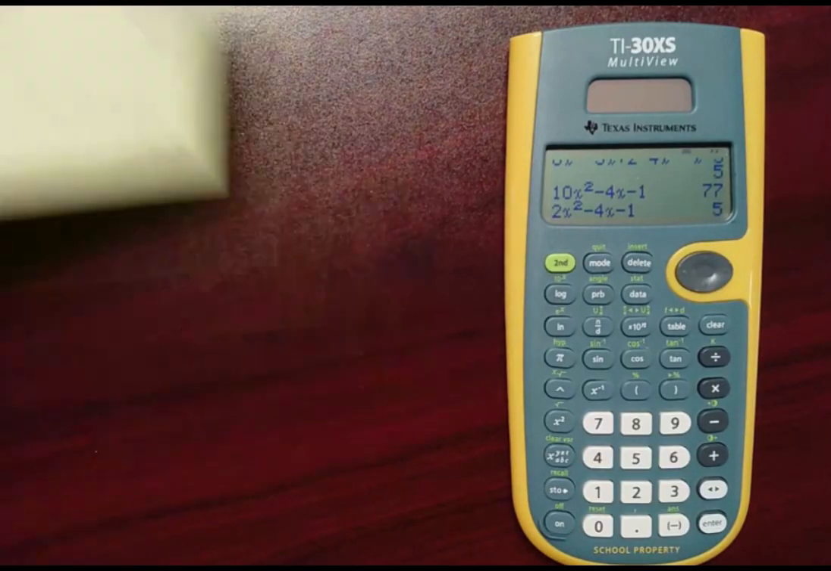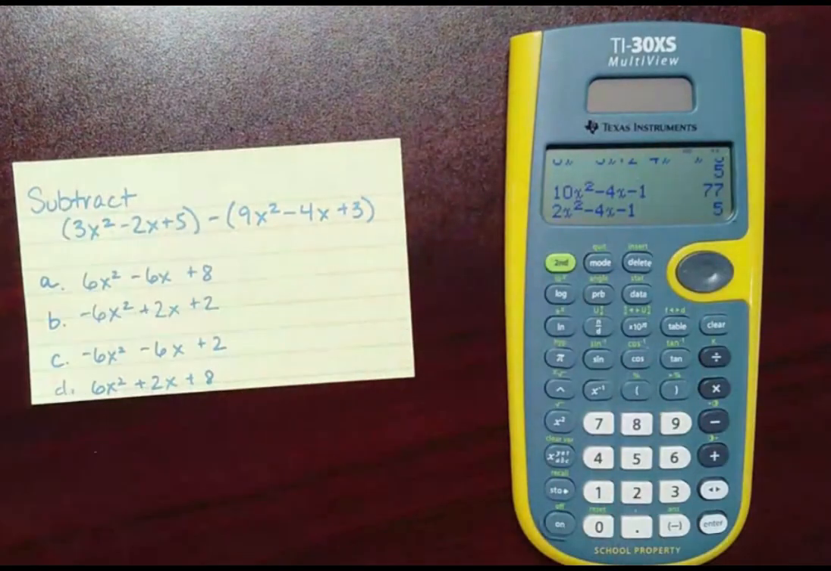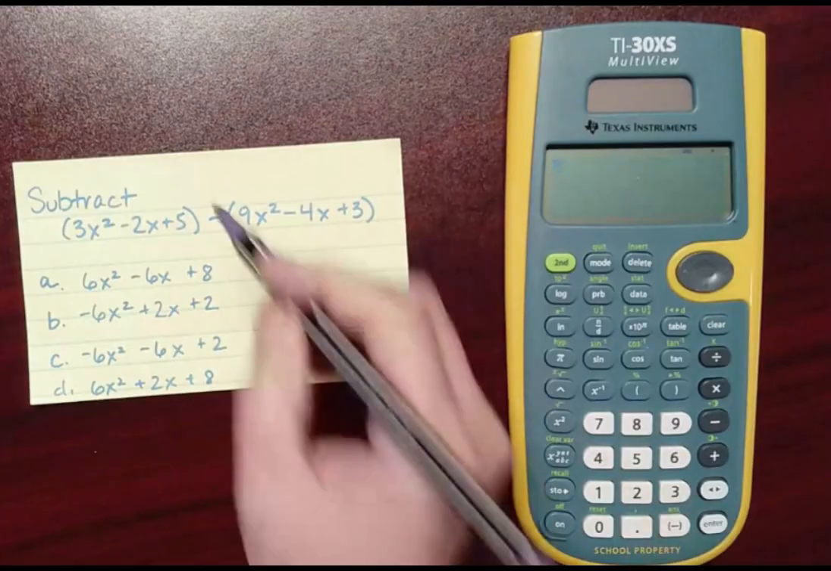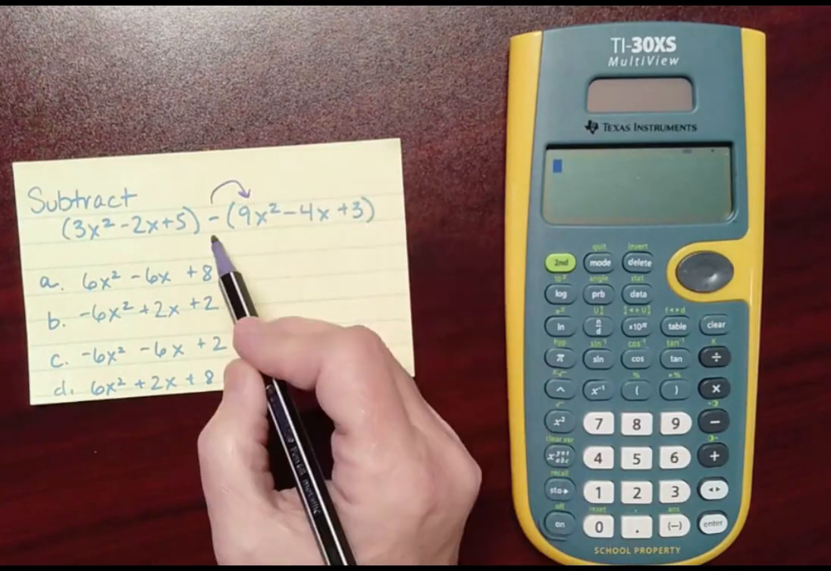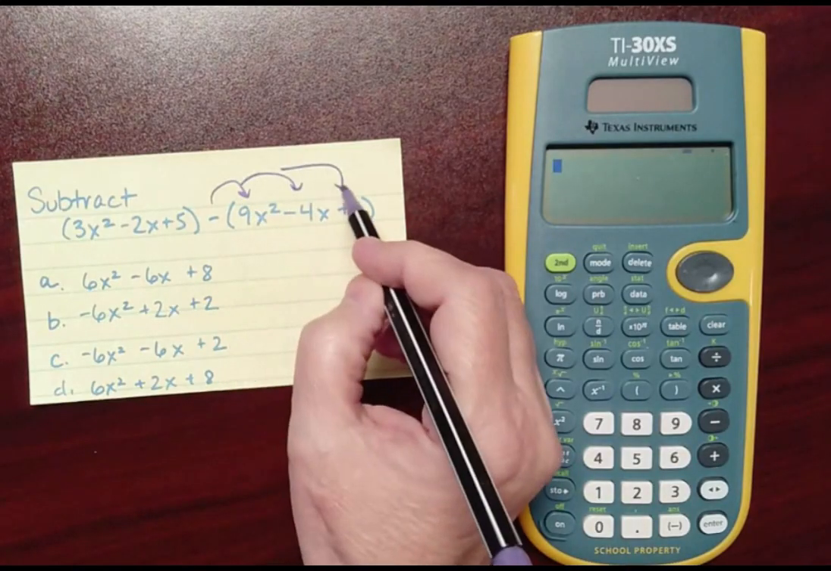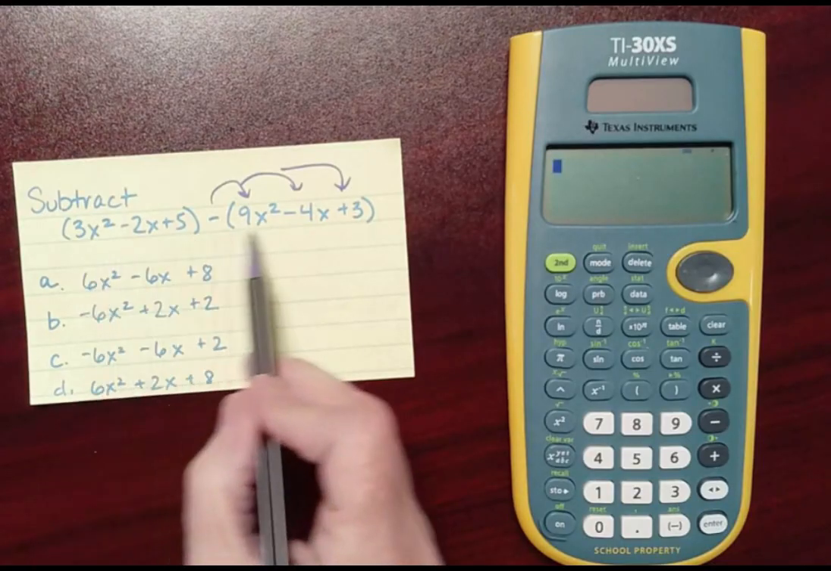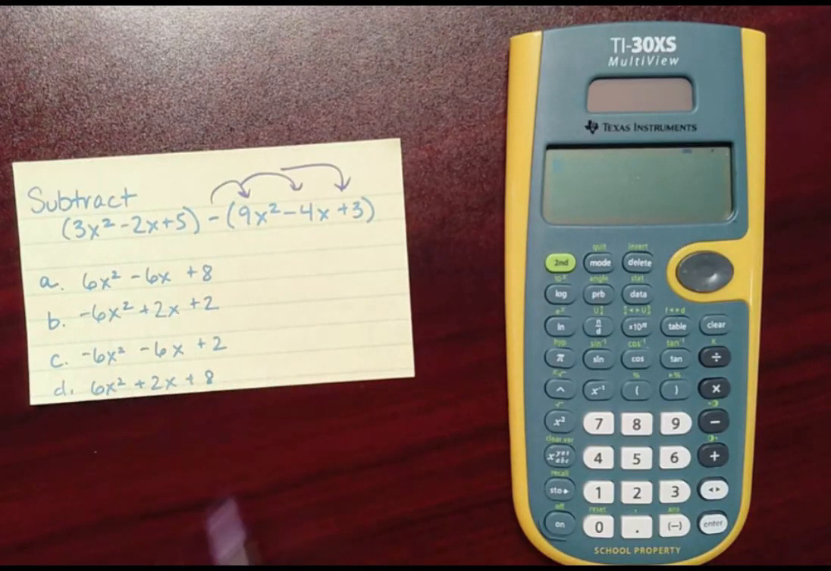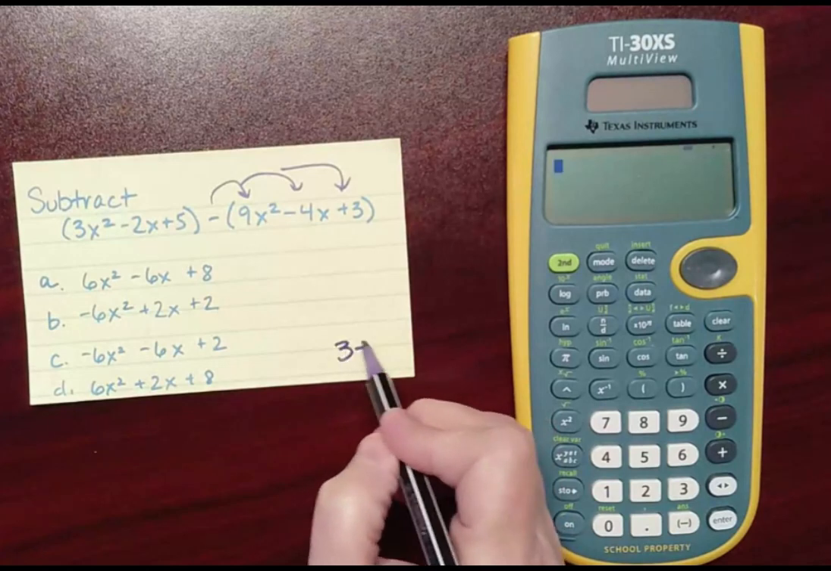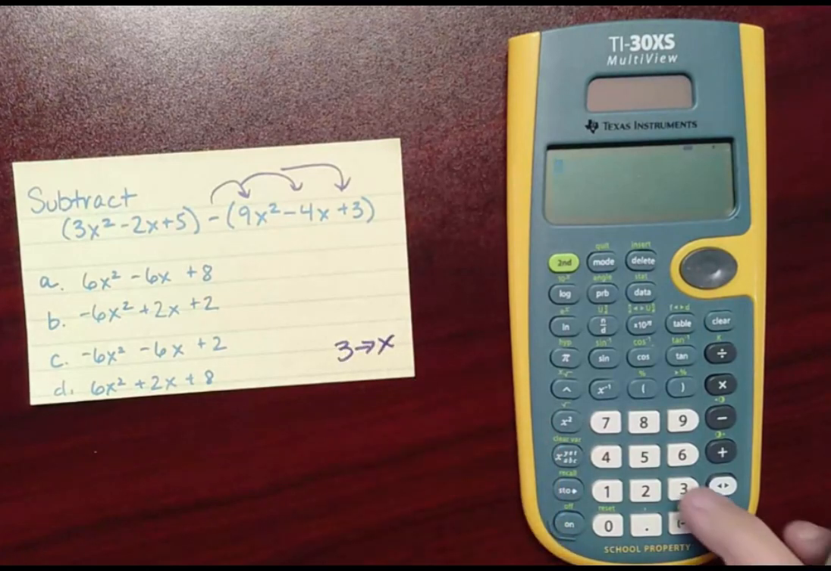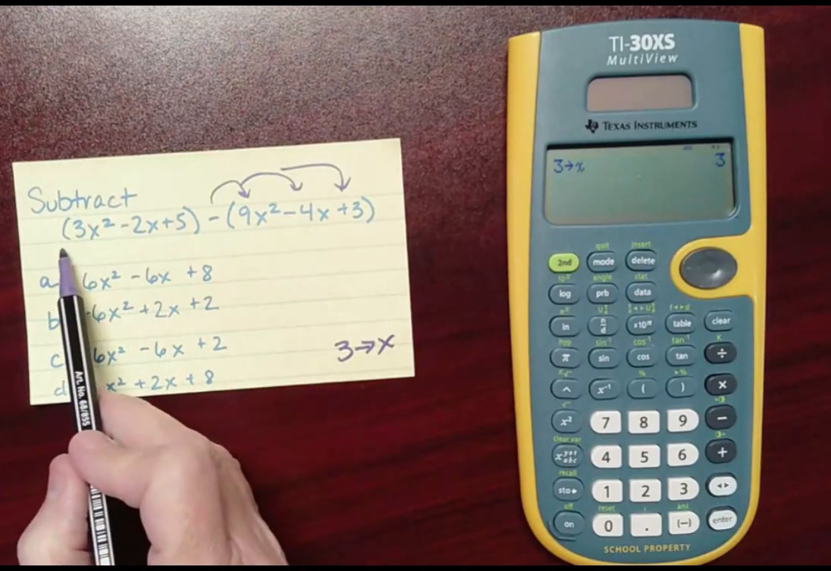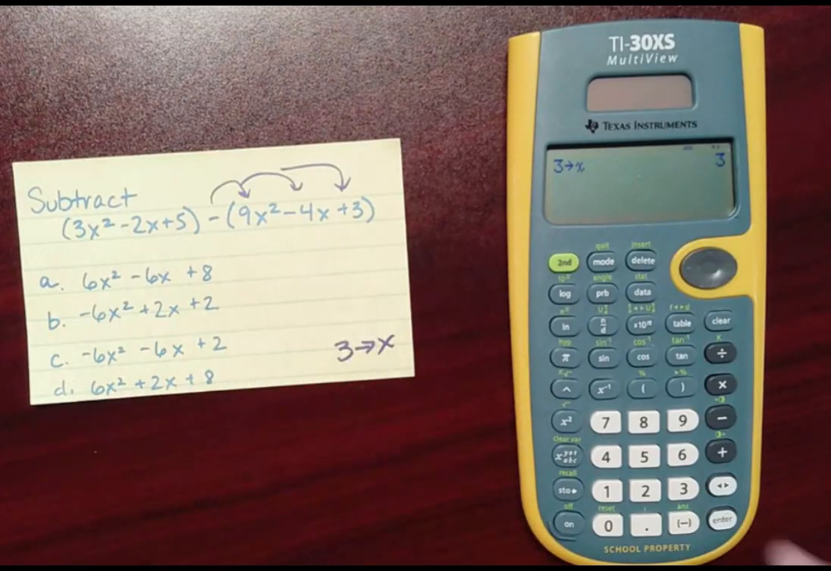Okay, here's one more. This is like subtracting polynomials. Students get these mixed up. You know, we have to take the minus here and change all these signs and then combine the like terms. But here's what we're going to do. We have x's in the question. We have x's in the answer. We're going to store 3 for x. 3 store x, enter. And then I'm going to type in my problem, parentheses and all.